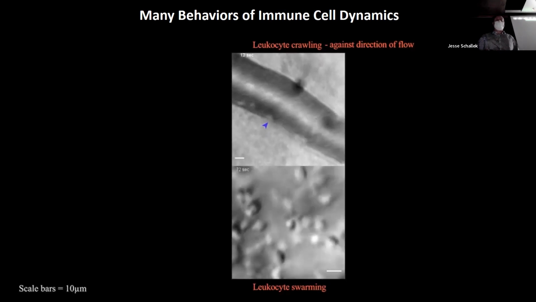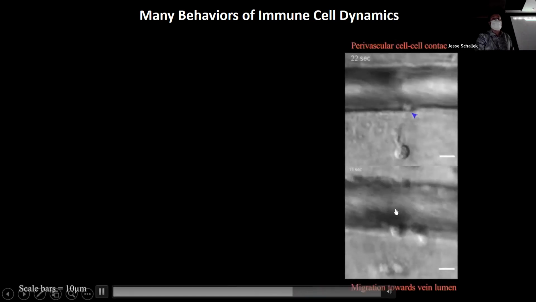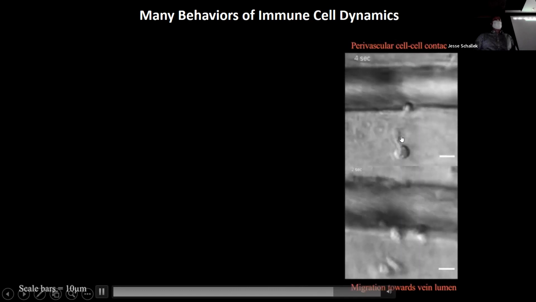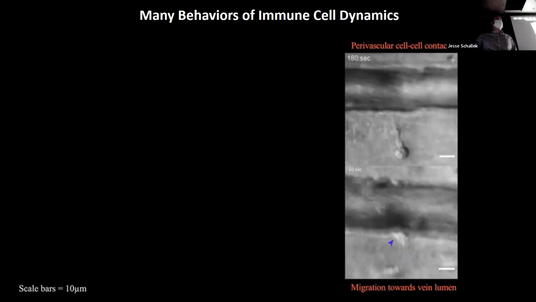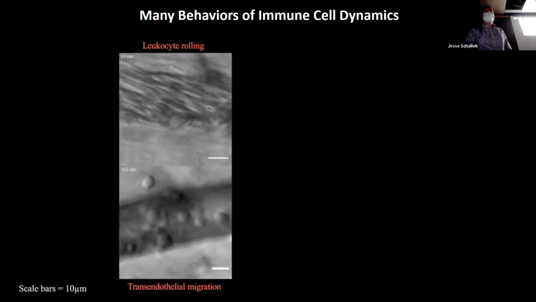There's got to be a reason for that cell doing that. This is the purposeful movement of a single cell that's marching against the direction of flow. And then also a number of different interactions with native immune cells, microglia, with the vascular endothelium that recruits more immune cells into the tissue.